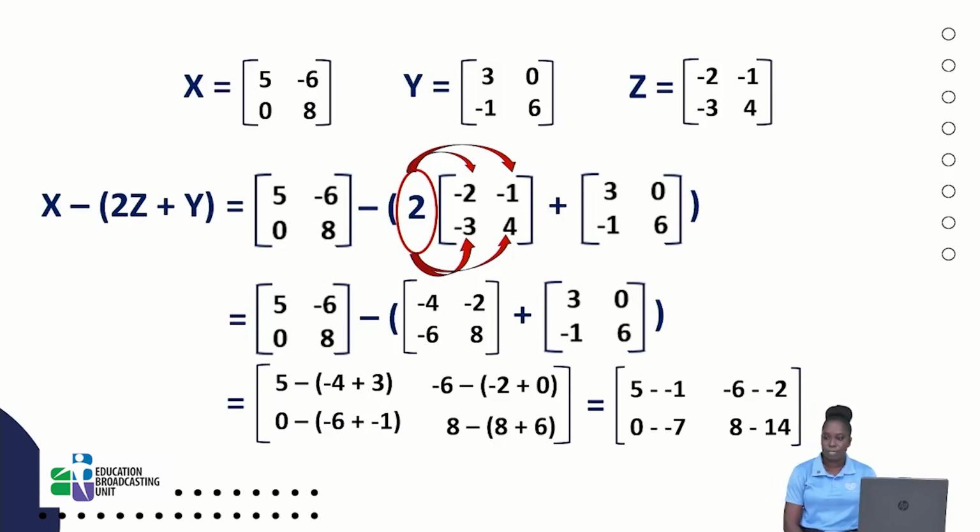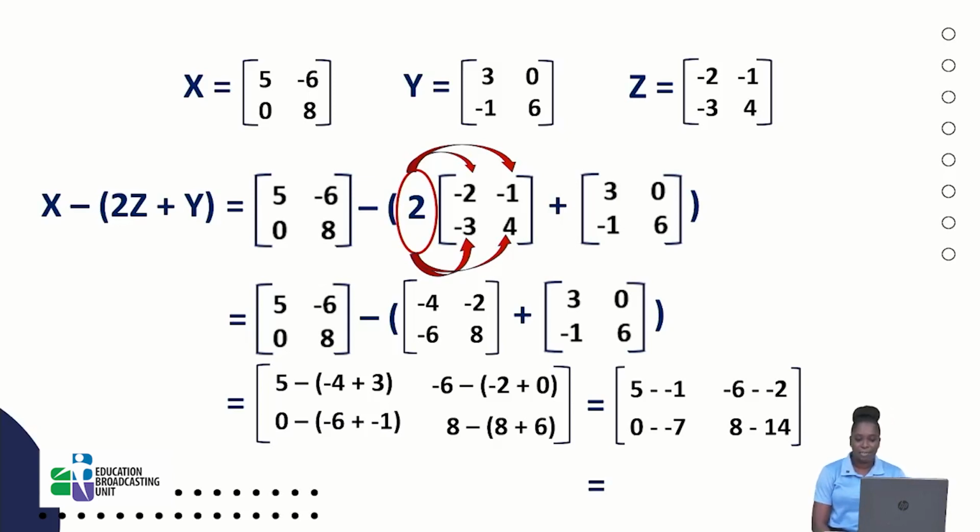Second row, first column, 0 minus negative 7, because negative 6 plus negative 1, remembering when those two signs come together, it means to minus, and so that could also be said or rewritten as negative 6 minus 1, and so that will give us negative 7. And in the second row, second column, 8 minus (8 plus 6), 8 plus 6 is 14, and so we will have 8 minus 14.